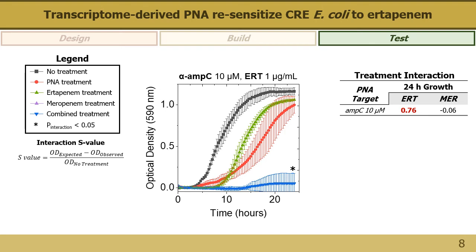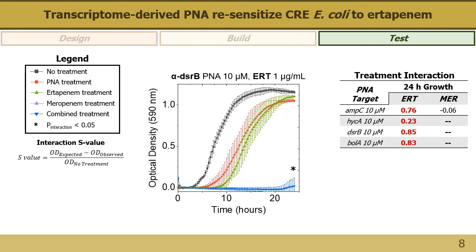People have shown previously that you can design PNA based on genomic data. Now, the interesting thing is when we add our transcriptomically derived PNA, we get similarly good results. Here's an example of alpha DSRB, something that's not associated with carbapenem resistance. We only found it by looking at the transcriptome, and it inhibits growth by 85% relative to the expectation, even more than the AMP-C targeting PNA. We get similar results from BOLA, and we get a significant effect in HYCA targeting PNA as well.